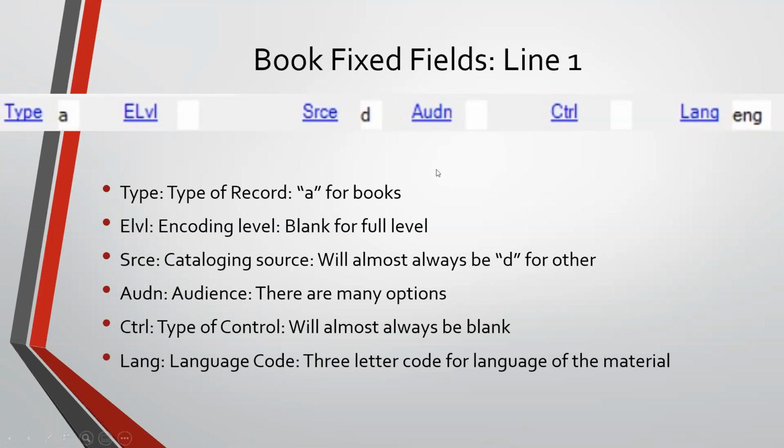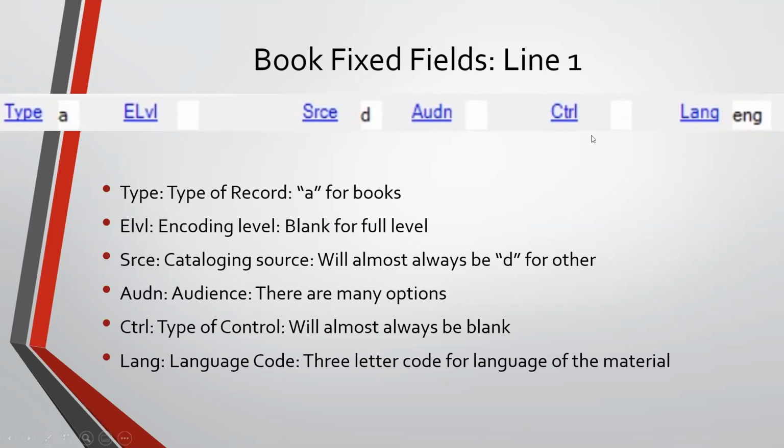Audn stands for audience, and there are a number of different audience options you can break down. So things like, is it a variant of a juvenile audience? And there's several different options for that. General audiences, adult audiences, etc.